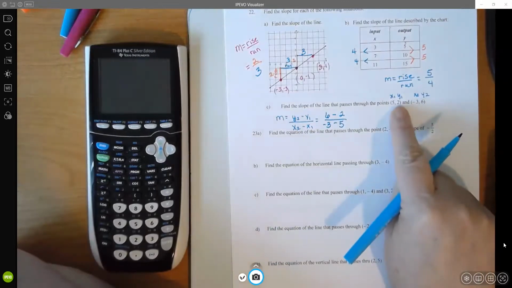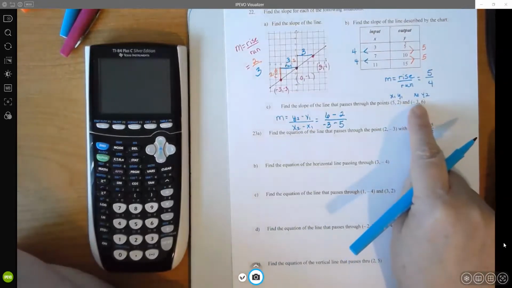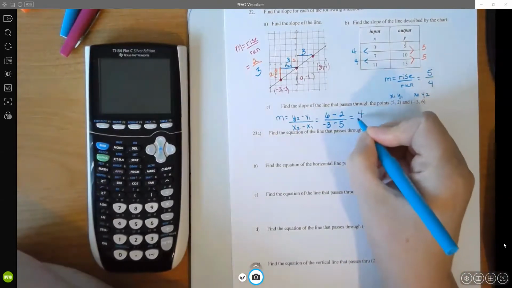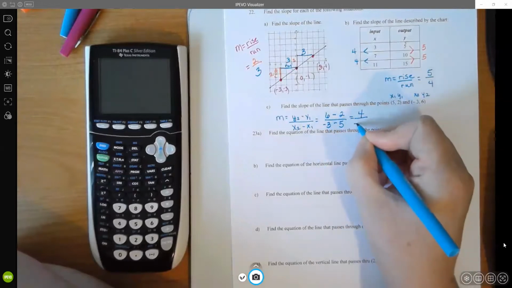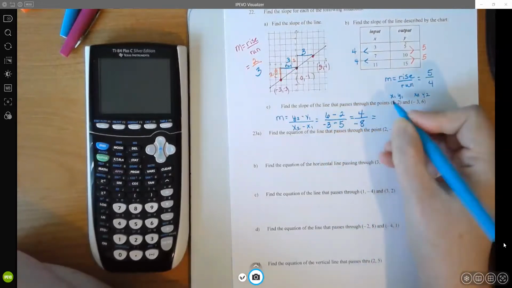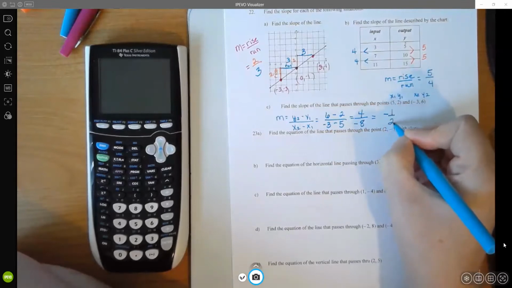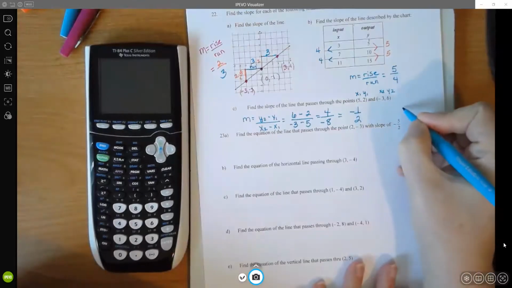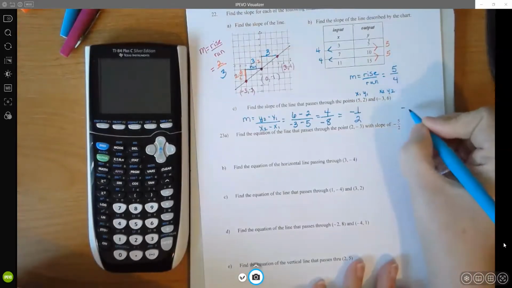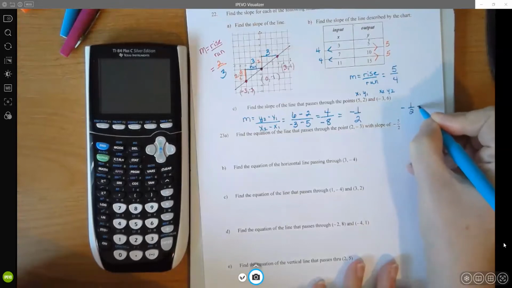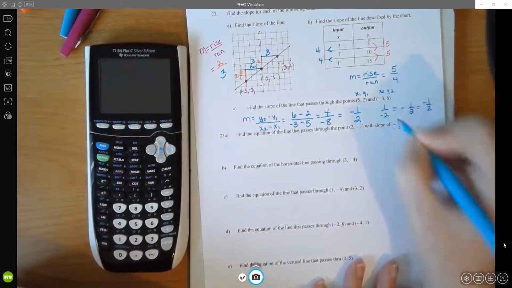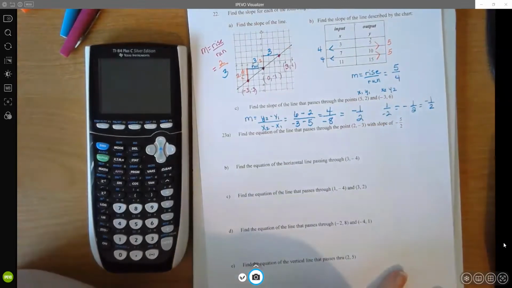6 subtract 2, -3 subtract 5. 6 minus 2 is 4. -3 subtract 5 is -8. And that reduces down to -1/2. Notice that 4 divided by -8 is -1/2. It's a reduced fraction. I can write that as -1/2, -1 over 2, or 1 over -2, and all of those would be equivalent because a positive divided by a negative is a negative.